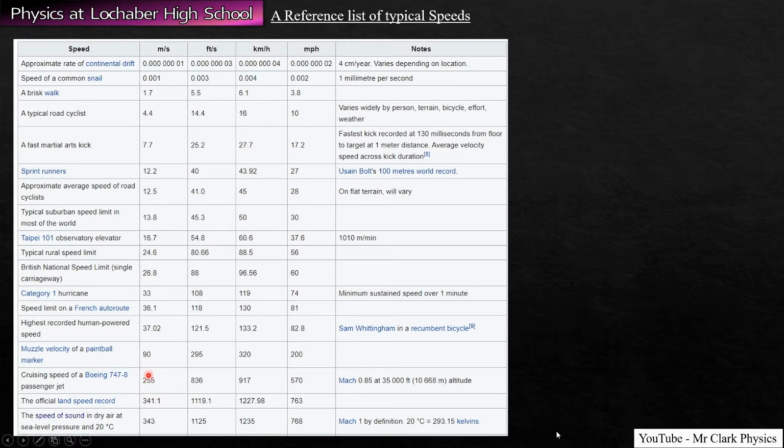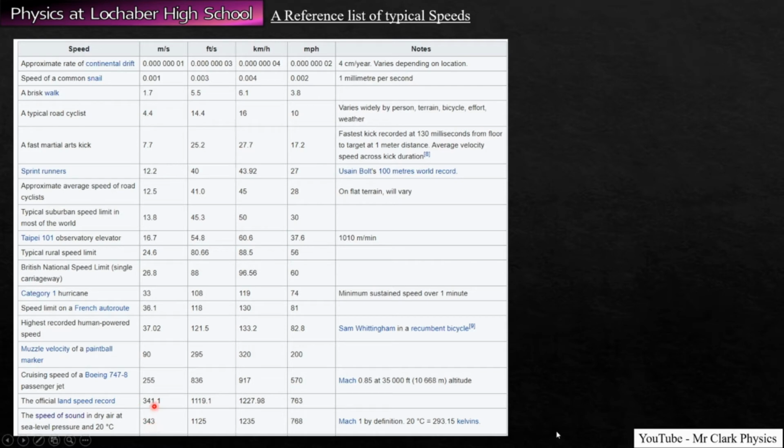And if you're on a plane, well, you're traveling about 250 meters every second. That's 1 kilometer every 4 seconds, or roughly speaking, a mile every 6 seconds. Really quite fast. The fastest land speed we've been able to achieve with a big car was this number, and that's actually pretty close to the speed of sound.